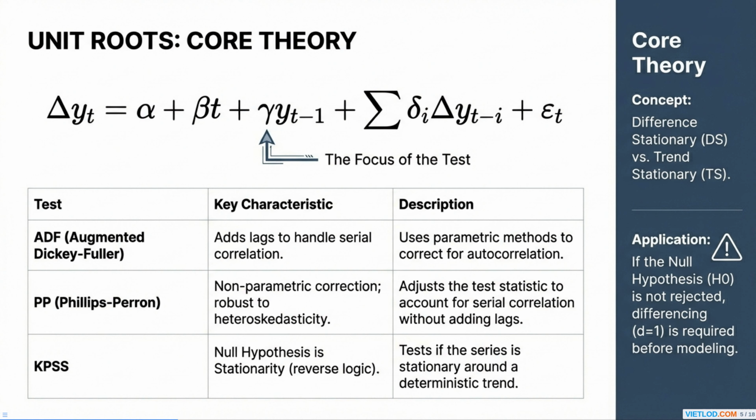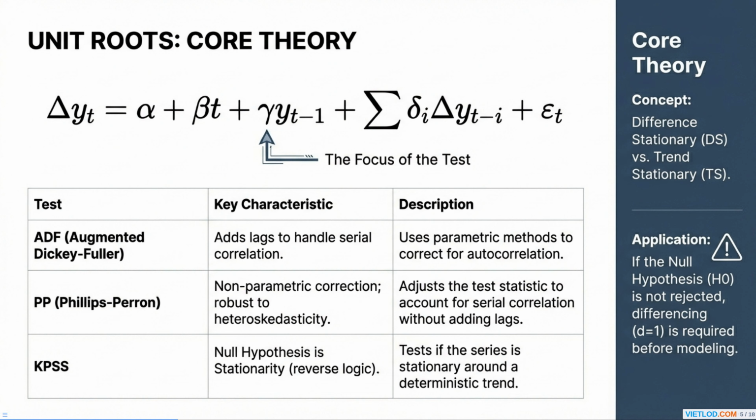The KPSS test flips the logic. Its null hypothesis is that the series is stationary. This makes it a useful confirmatory tool alongside ADF or PP. If ADF fails to reject its null, unit root, and KPSS rejects its null, stationarity, you have strong evidence the series is non-stationary.